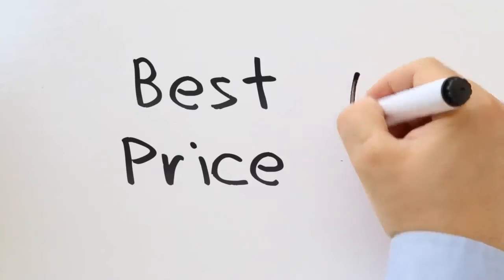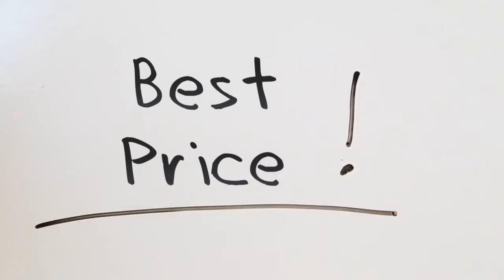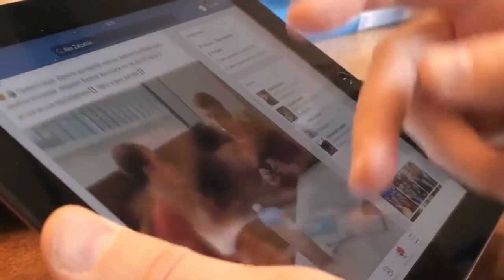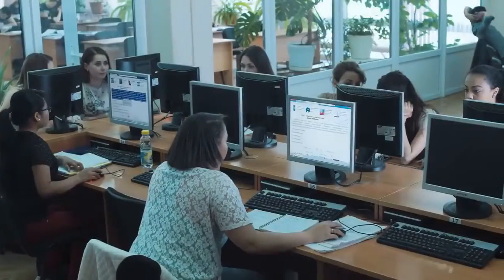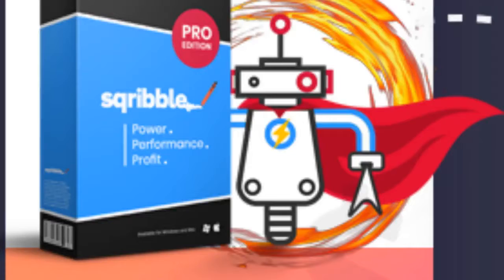What does it cost? Normally $197, but the special launch price is a one-time $47. Any upsells? Yes, there are currently 4 upsells. You don't really need all of them to use Sqribble, but they might come in useful depending on your situation and usage. Here's what they are.